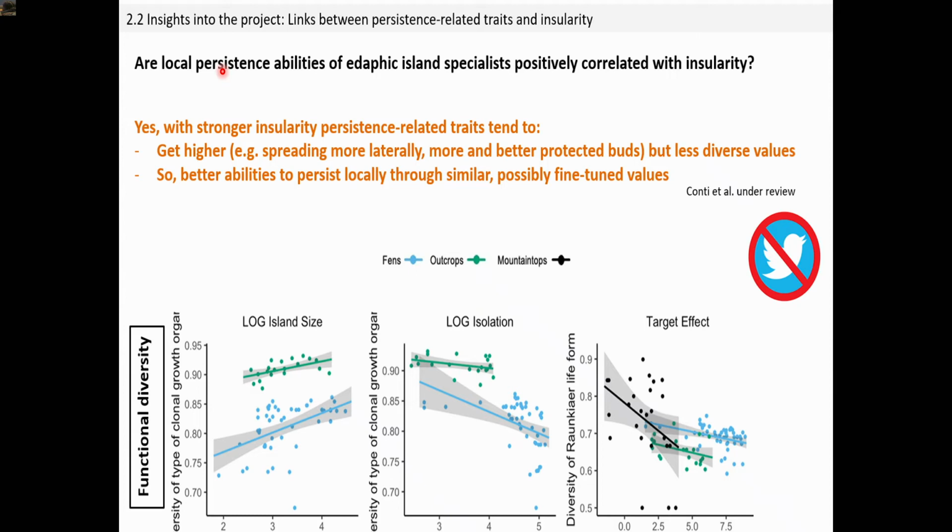So back to the overarching question: are local persistence abilities of edaphic island plant specialists positively correlated with insularity? We can say yes, because with stronger insularity, persistence-related traits tend to get higher values, for example spreading more laterally and having more and better protected buds. I haven't shown this, but they follow this pattern, showing less diverse values. So this means that they have better abilities to persist locally through similar and possibly fine-tuned, meaning possibly adaptive, values.